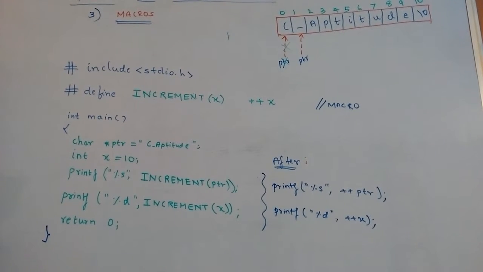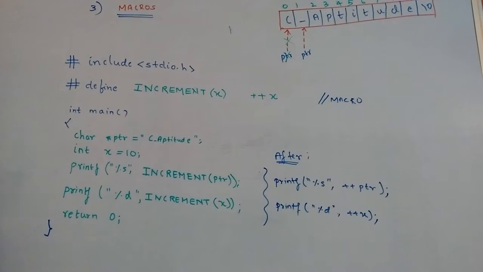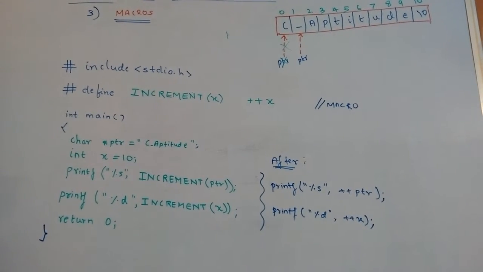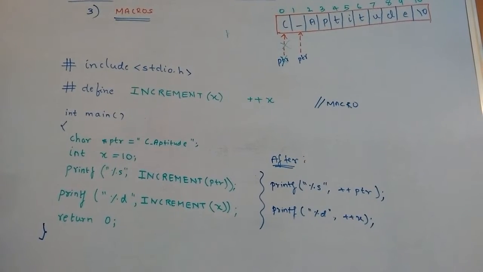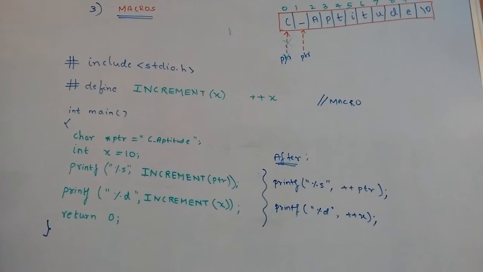Anyway, I have just shown pictorially what happens when you say plus ptr. Ptr would stop pointing to C and then it would start pointing to underscore. So when I print that, it would print everything except for C. It would print underscore aptitude. That would be the output of the first printf statement.